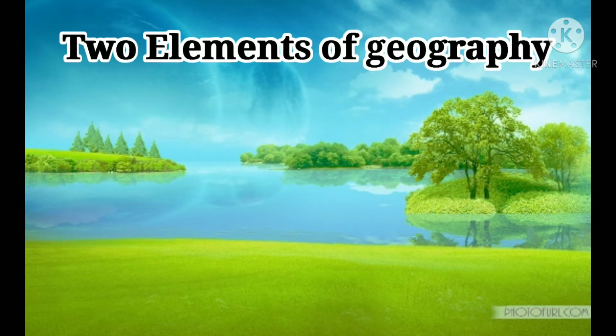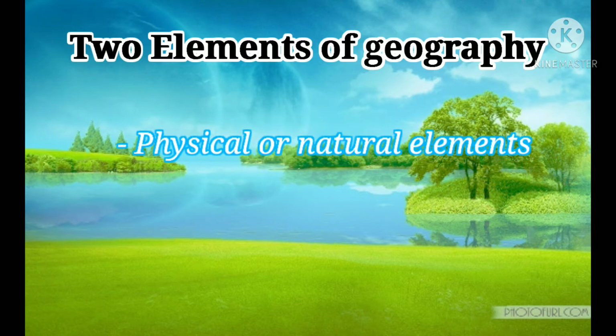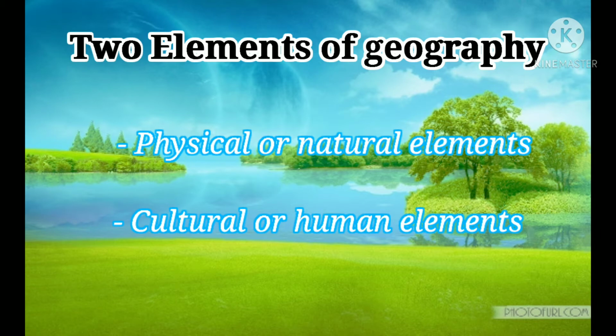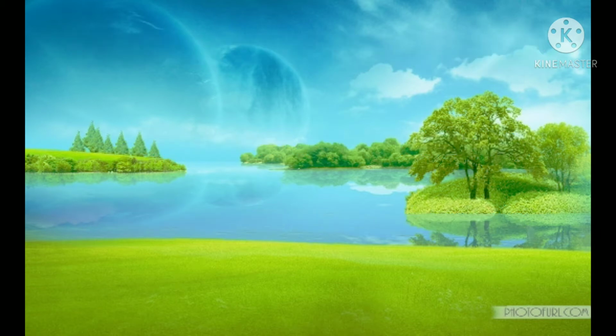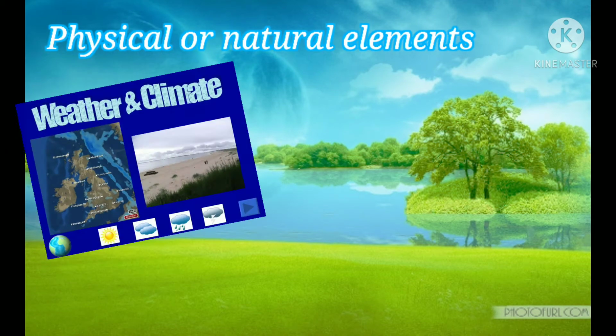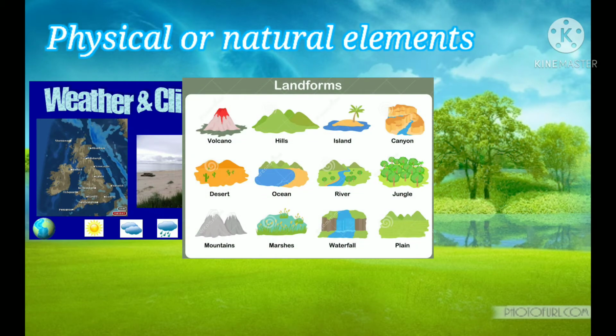Geography also has two elements. What are they? First, it is a physical or natural element. Second, it is a cultural or human element. Here are the examples of physical or natural elements. First is weather and climate. Second is landforms. You can see the highlands, the lowlands, and of course the continents and islands.